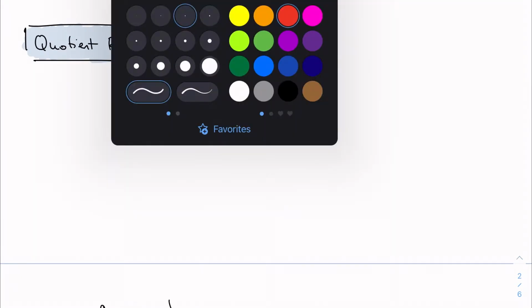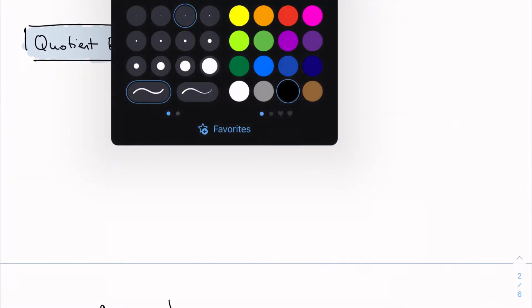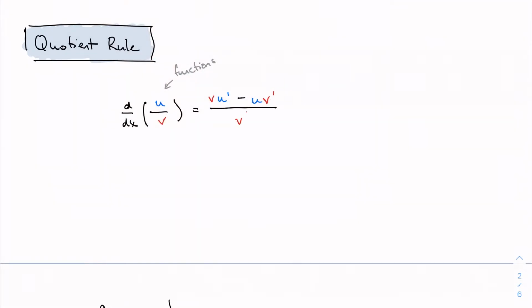V times u prime minus u times v prime, all divided by v squared. And again, I'm not going to show the derivation for these formulas. They involve the limit definition. They're cumbersome, and frankly, it's more than you guys need to know.